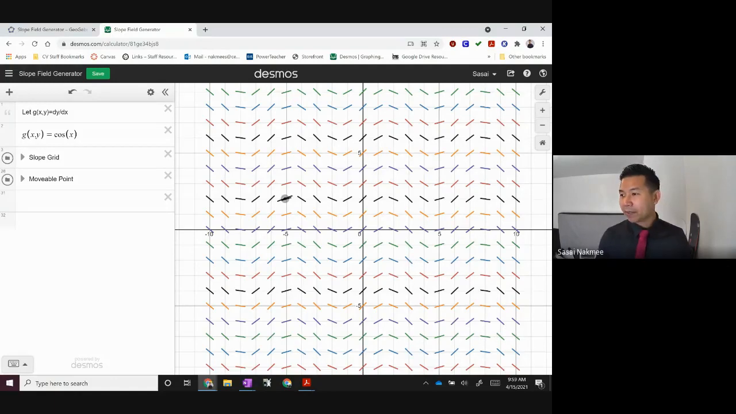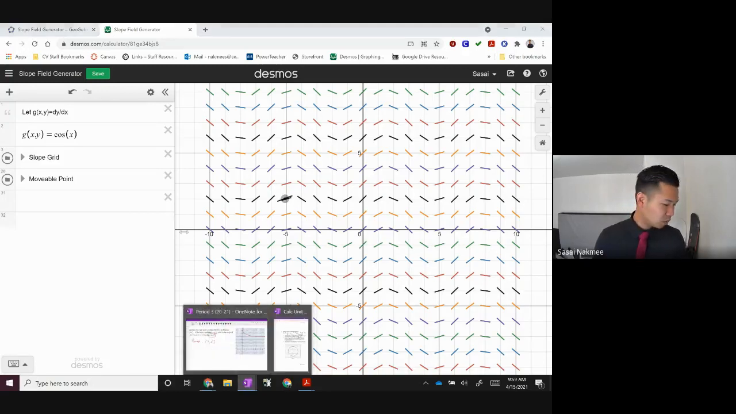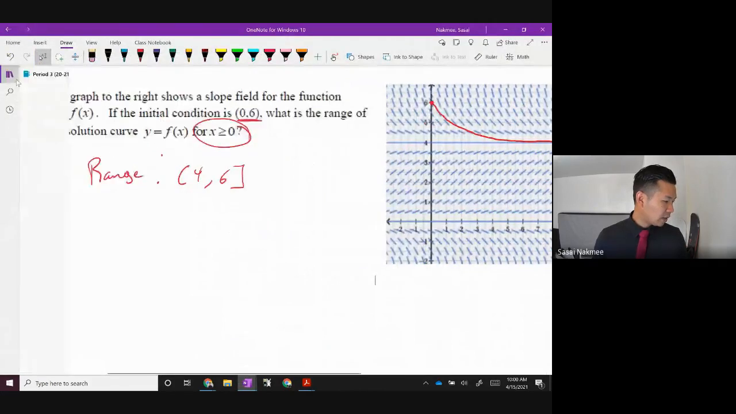You're going to be asked to figure out what they look like and which differential equation matches up with the slope field that's given. And then today, I'm going to show you guys how to find the original equation given a differential equation. Okay, so let's go ahead and do that today. All right, let's go into it.